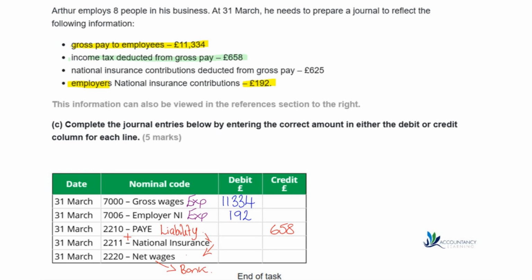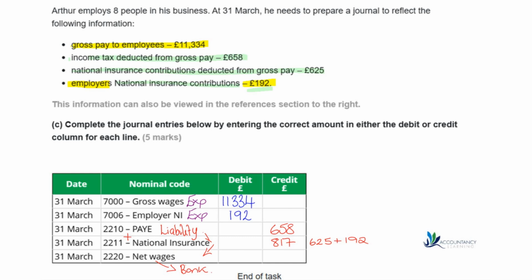Now, national insurance, we have two lots of national insurance. We have the ones that are deducted from the employees, and we also have the employer's contribution as well. So we will have 625 from the employees and 192 from the employer. So our total liability is 817. Don't get this confused with the expense. The liability is only what we have to pay to HMRC, but the actual expense to the business is only 192 because the rest of it comes from the employee's pay.